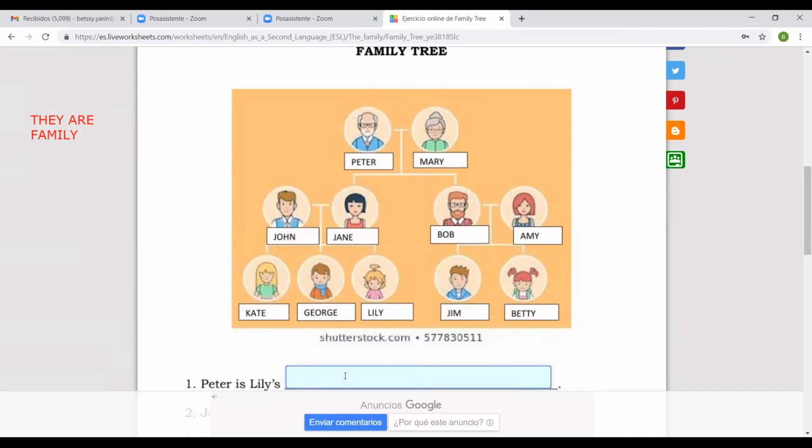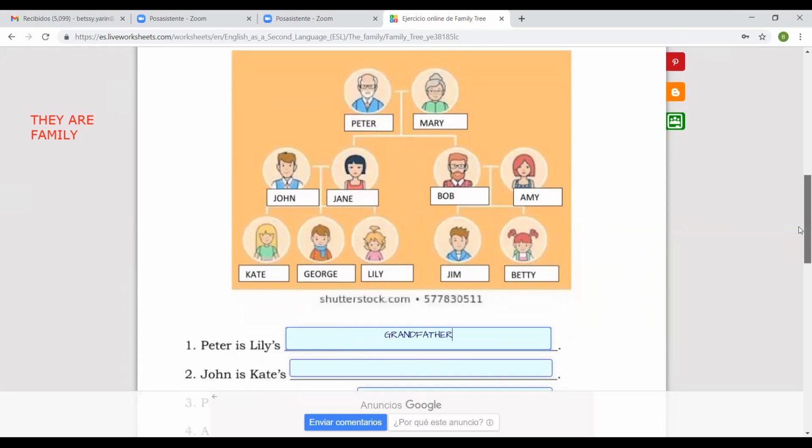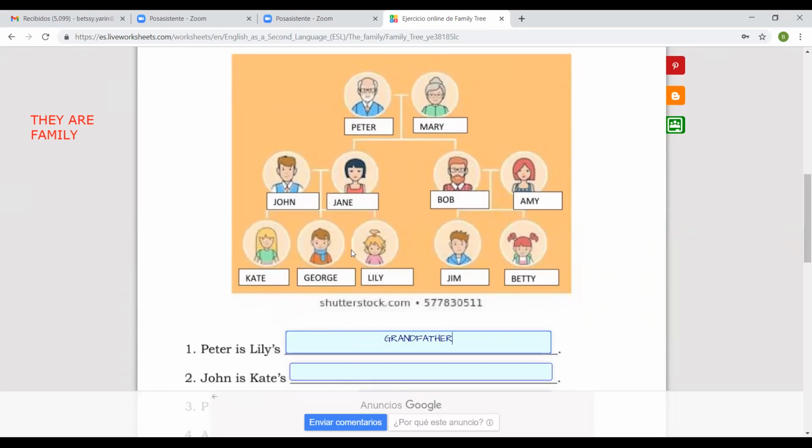And do you know how to write this? Can you spell that word, please, Michael? It's here, no? Grand. What else? Father. F. Yes, but with D. Okay. Yes, excellent. Peter is Lily's grandfather. Okay, very good. What about in the second one?